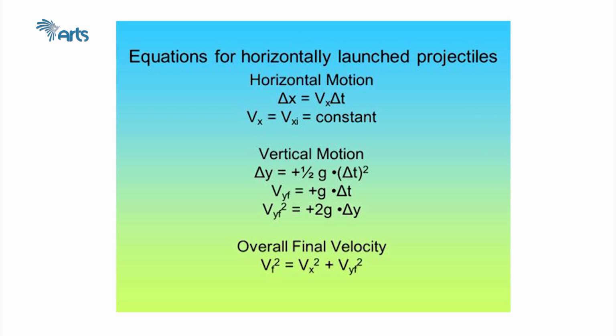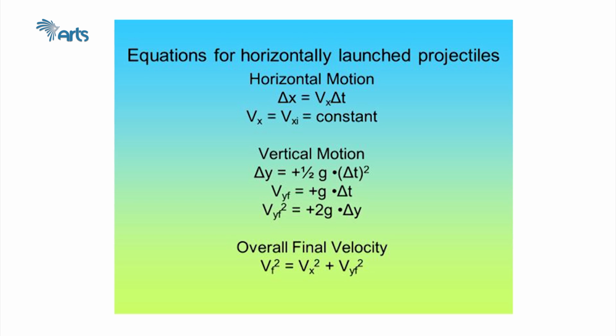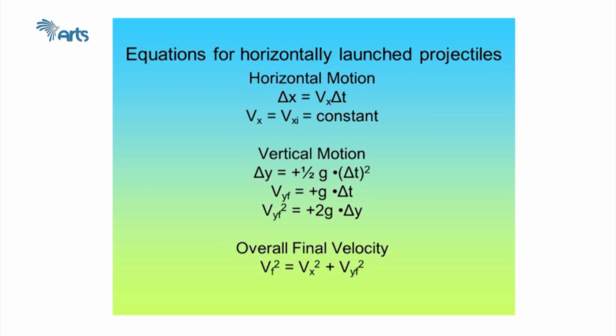And to find the overall final velocity as the object strikes the ground, v final squared equals v final along x squared plus v final along y squared.